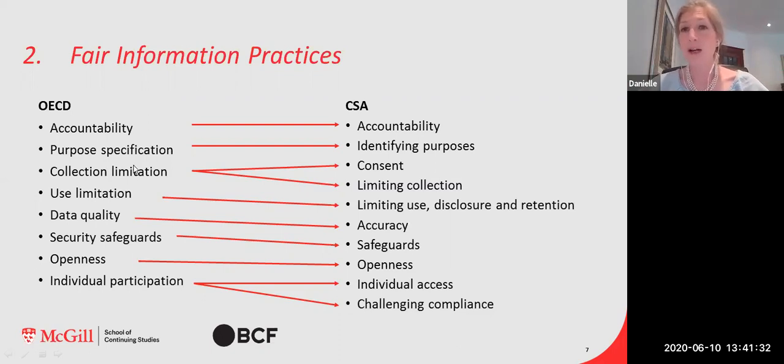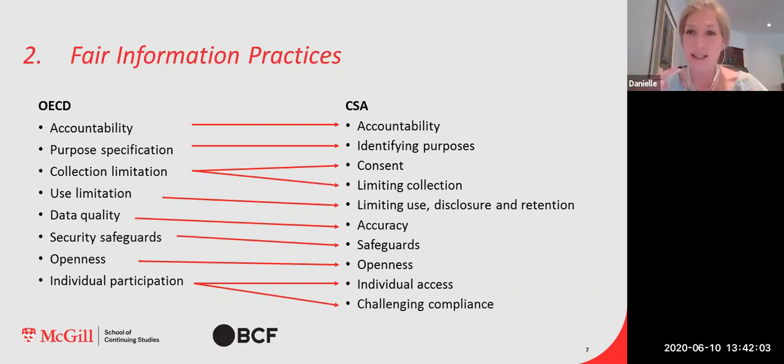Then we have identifying the purpose. In my accountability, I have to define the purpose for which I'm collecting your information. This is an extremely important category because much of the rest of the fair information practices rest on this. Because I cannot go and collect information willy-nilly on whatever I want. I have to have a purpose for it, and I must express that purpose.